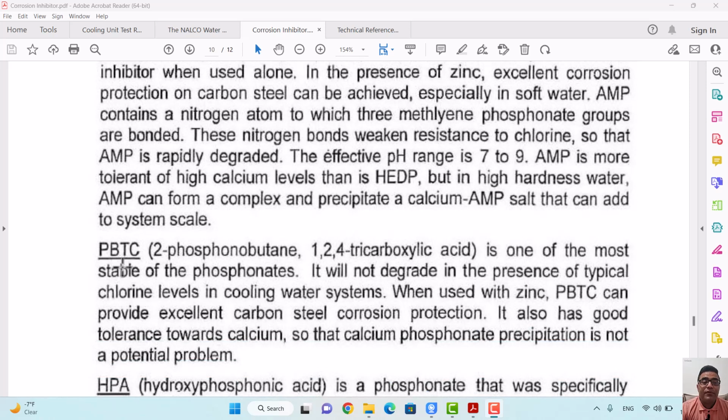Then we have PBTC, which is one of the most stable of the phosphonates. It will not degrade in the presence of typical chlorine levels in cooling water systems. When used with zinc, PBTC can provide excellent carbon steel corrosion protection. It also has good tolerance towards calcium, so calcium phosphonate precipitation is not a potential problem.